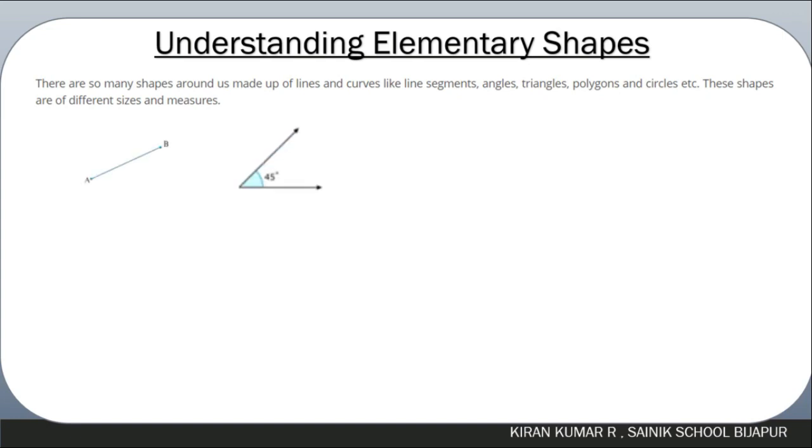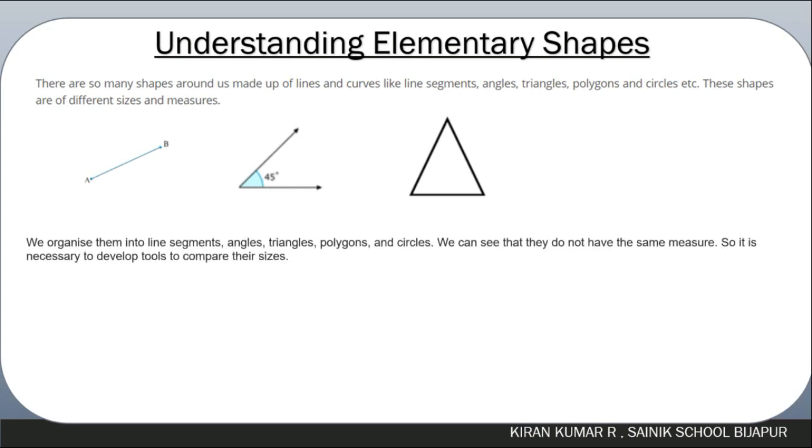Line segment, angle, triangle. We organize them into line segments, angles, triangles, polygons and circles. We can see that they do not have the same measure, so it is necessary to develop tools to compare their sizes. How do we measure the line segment?